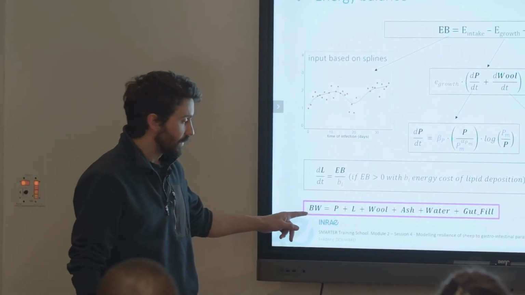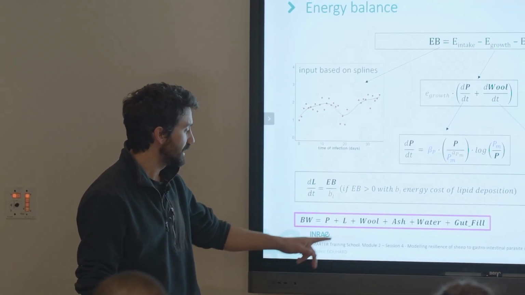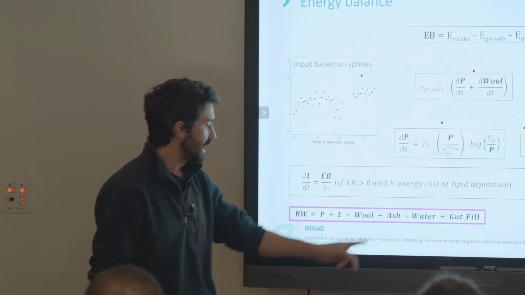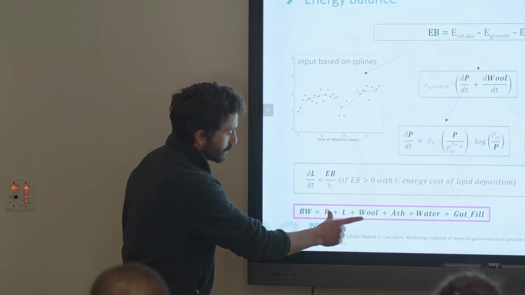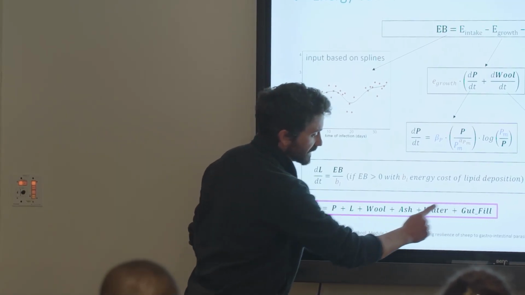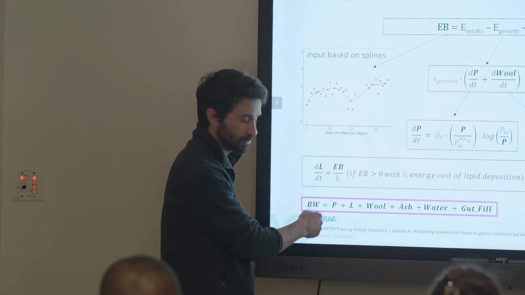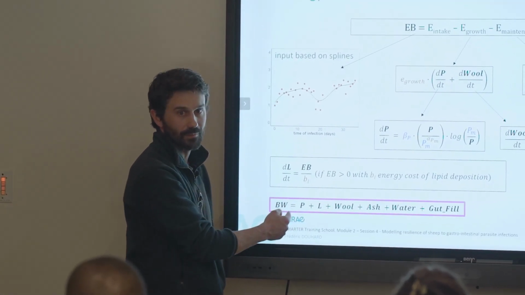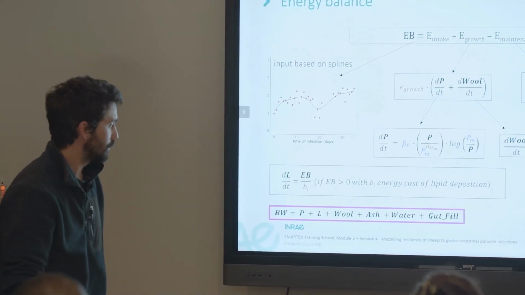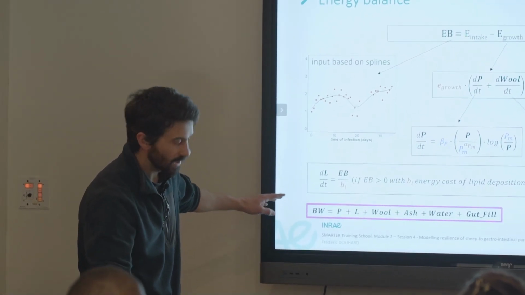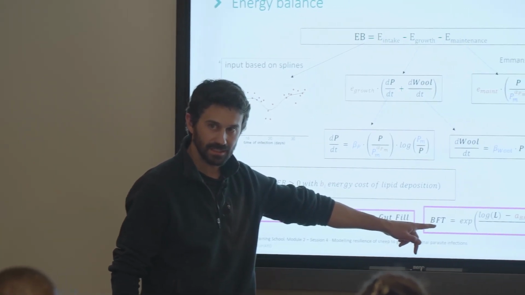The body weight will be the sum of the different compartments: the body protein, the body lipid, the wool, the ash, water, and the gut fill. Basically, we need to predict these things. I won't detail them, but it's just proportional, just a proportion of body protein, so it's just a coefficient. It's not very complicated. So we have our body weight, and we have our back fat thickness.